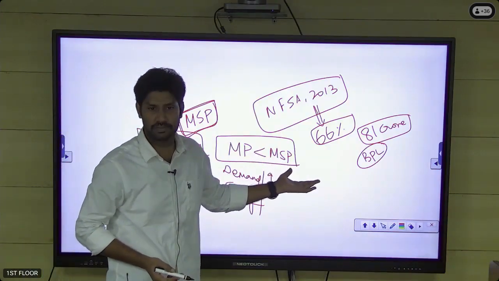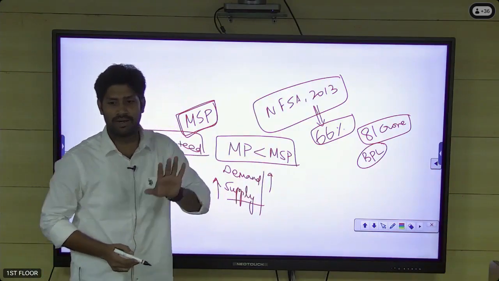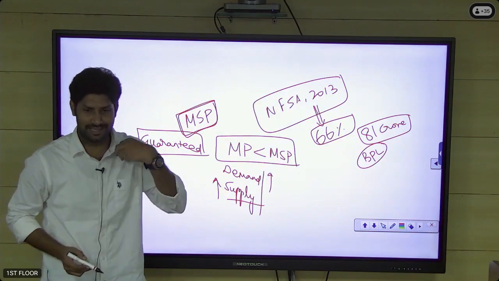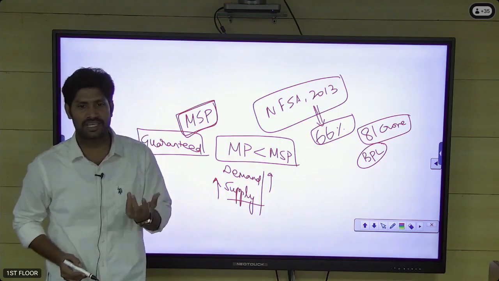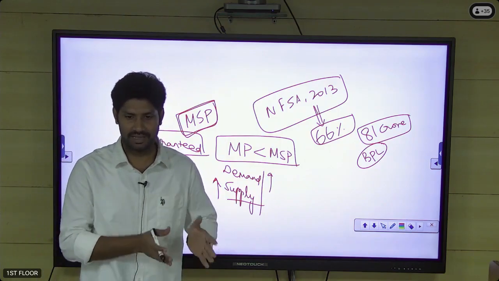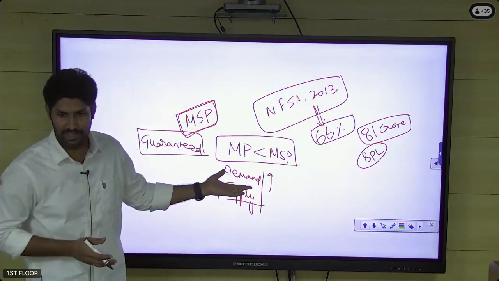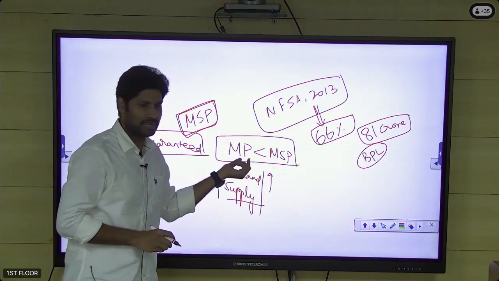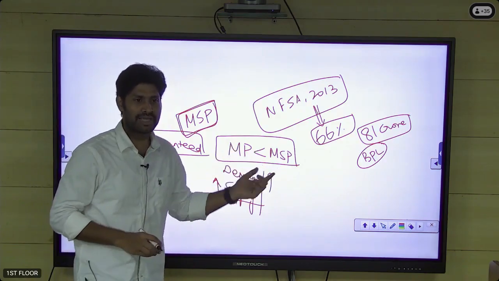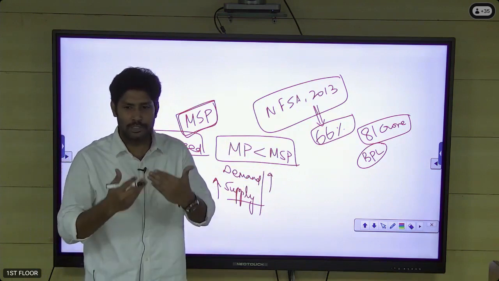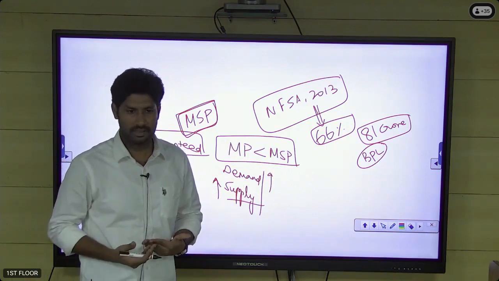It's a guaranteed price, but it's only a policy measure. Even if the government is not procuring as per the policy, the farmers cannot move to the court for enforcement. This is what is happening in reality. Actually, this is a policy document. In the paper, it is given that if the market price falls below MSP, the government can directly procure from the farmers at the rate of MSP, so that the farmers are getting an assured price from the government. That is the policy document.